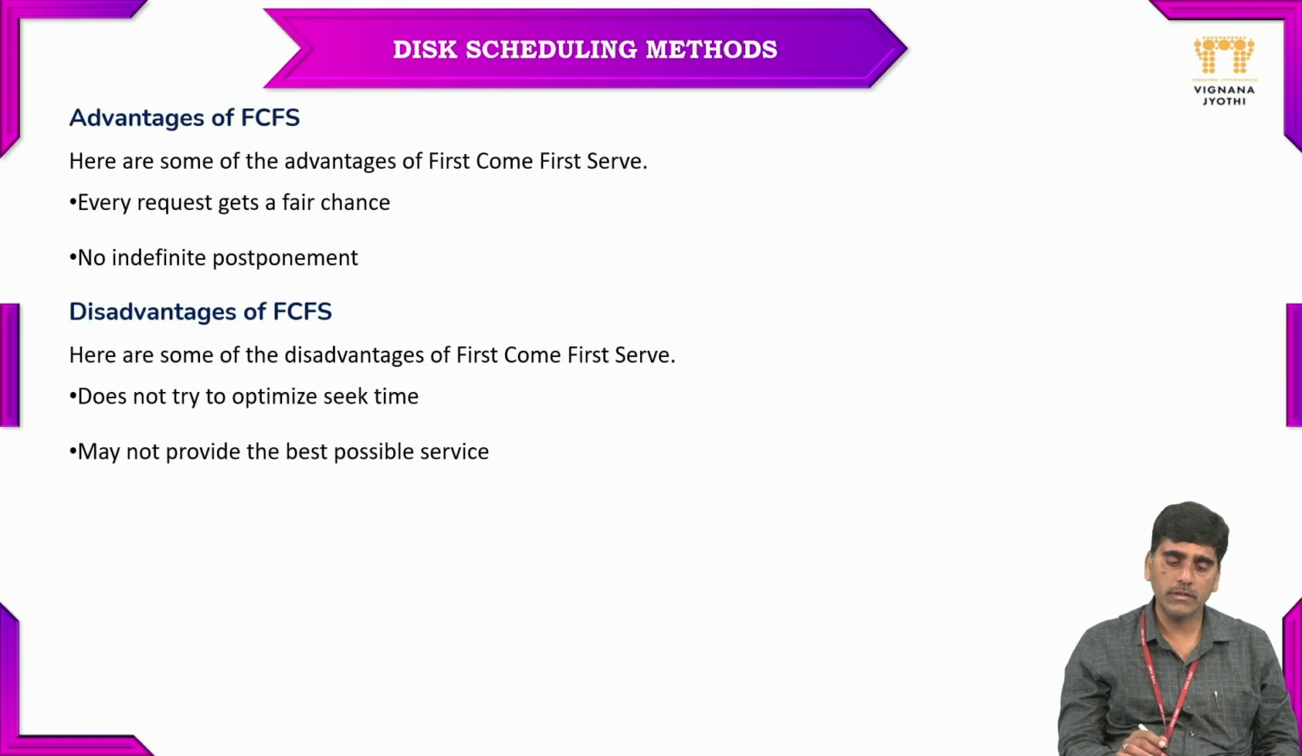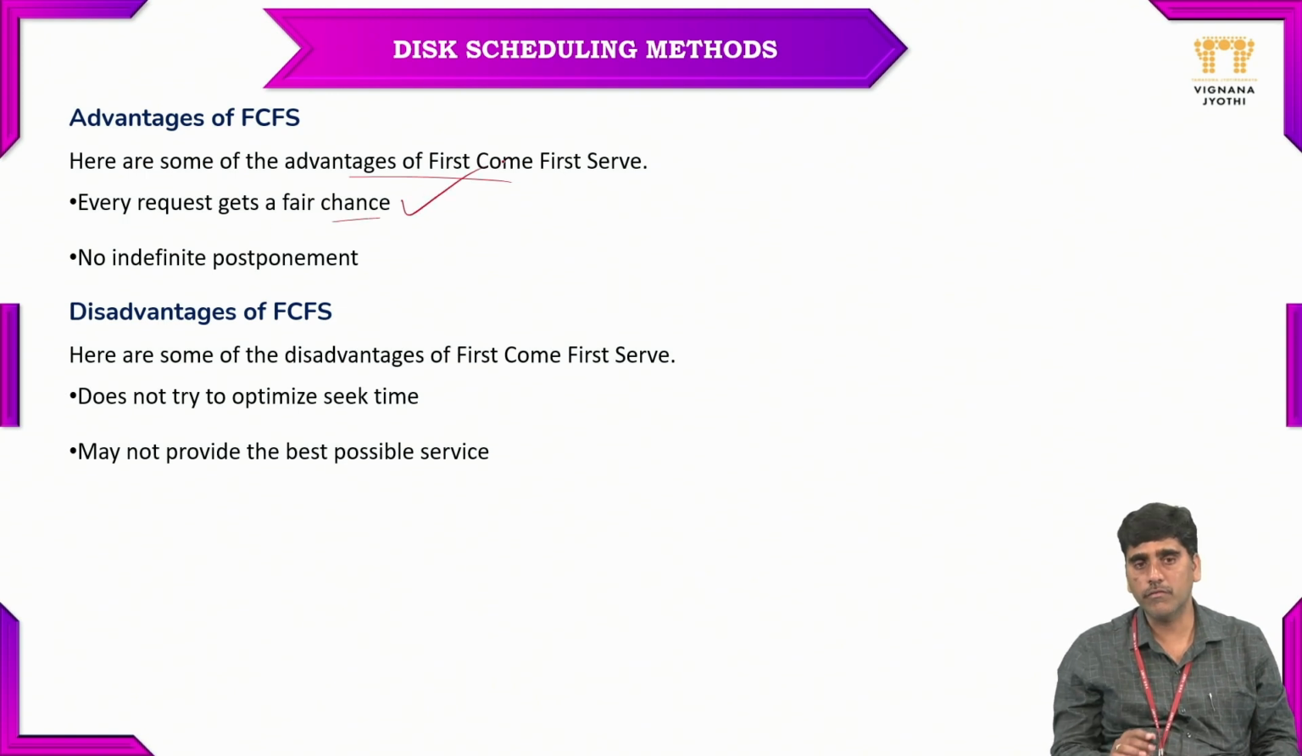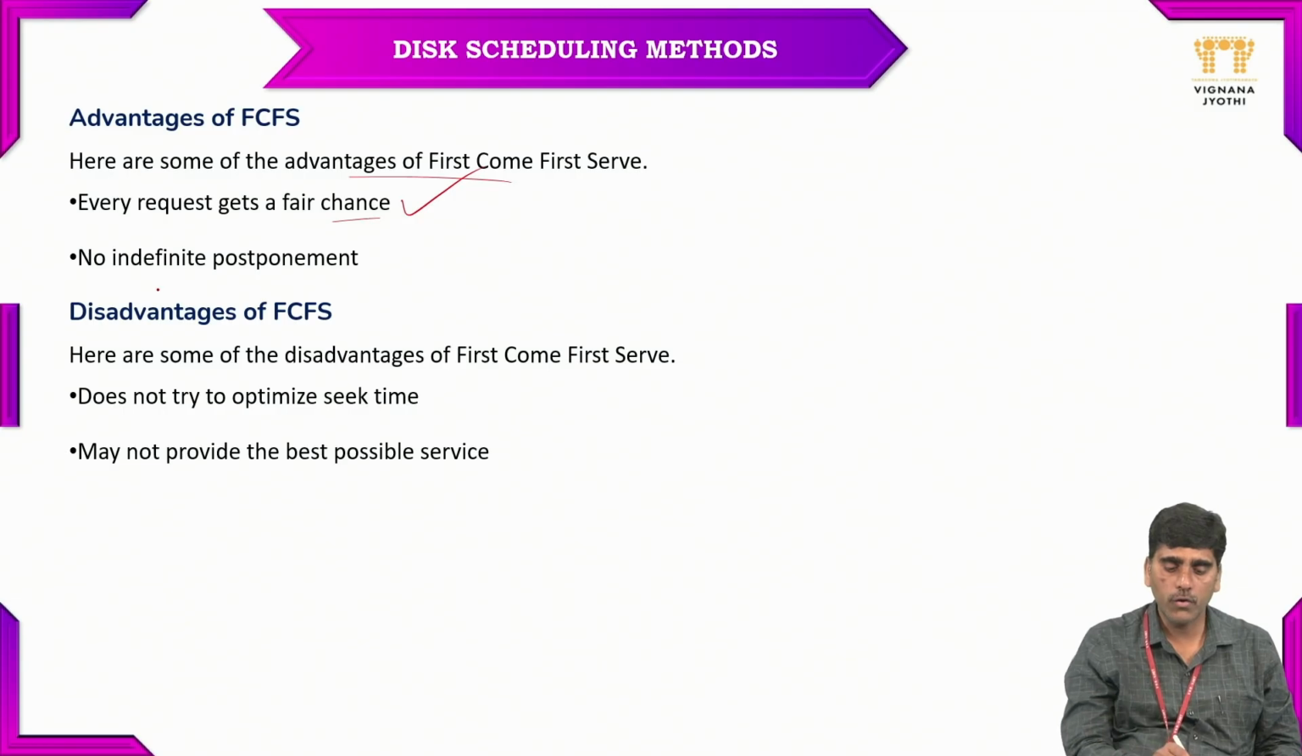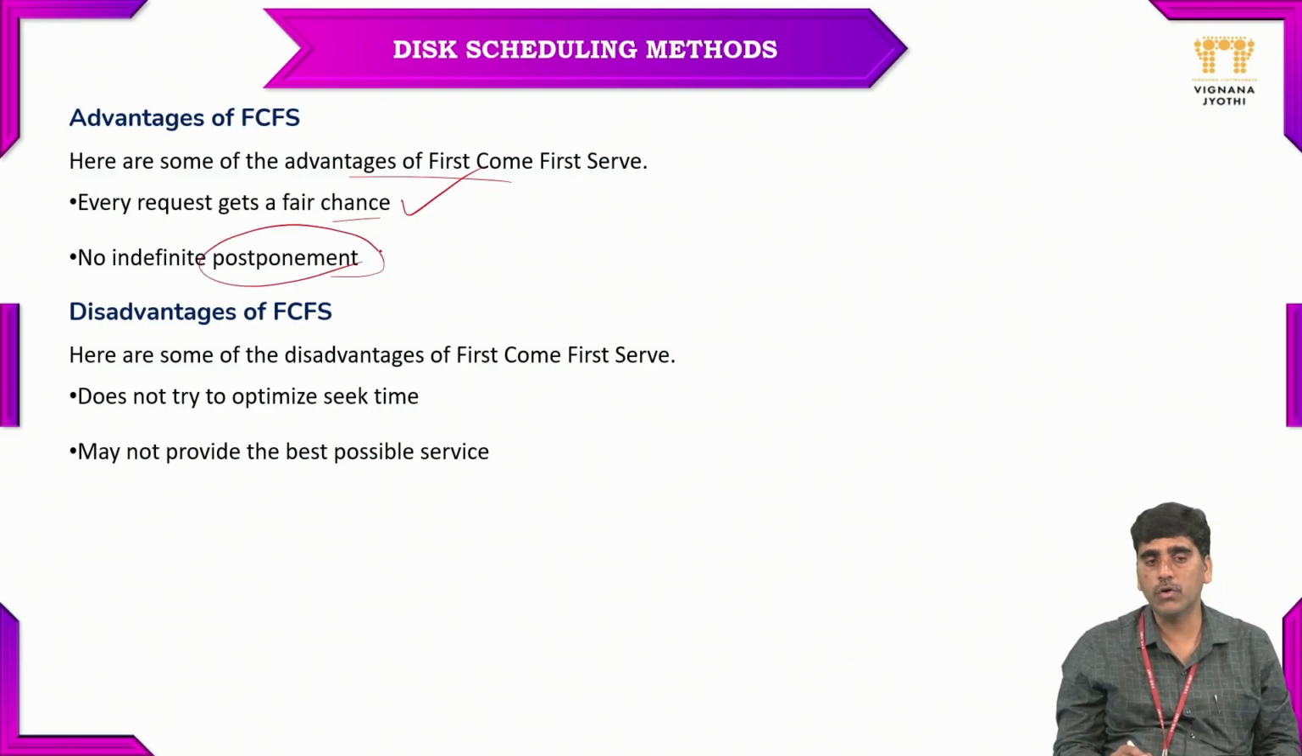So the advantages of first come first serve are: every request gets a fair chance. Every request in the order gets a fair chance, and there is no indefinite postponement. There is no postponement for the movements. Continuously it is moving from the starting to the next one, and the next.